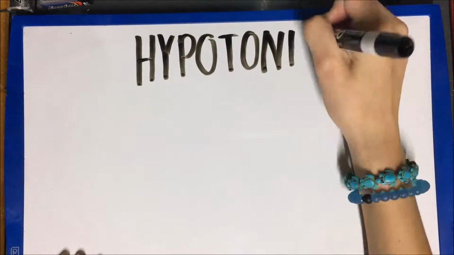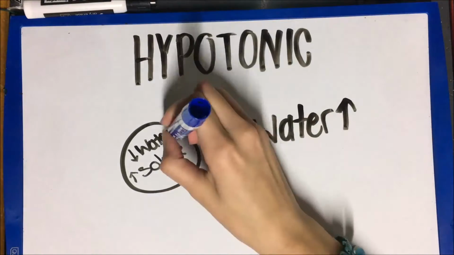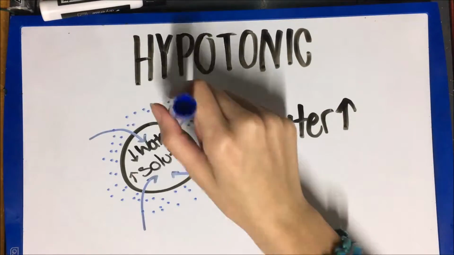When a cell is hypotonic, there is less solute in the cell and more water. This causes more water to move into the cell because it is less concentrated. If too much water moves into the cell, it could burst.